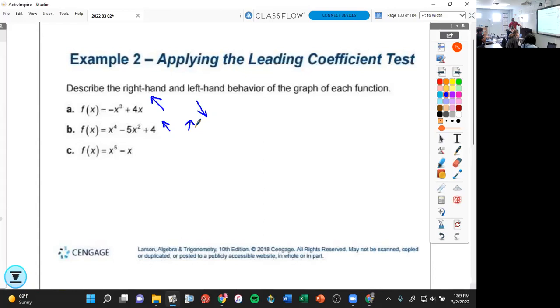Okay. C, leading term x to the fifth. Degree, fifth. Leading coefficient, 1. Is the function even or odd? The function is odd, meaning the ends do opposite things. In this case, the sign doesn't matter. This is a down, up.